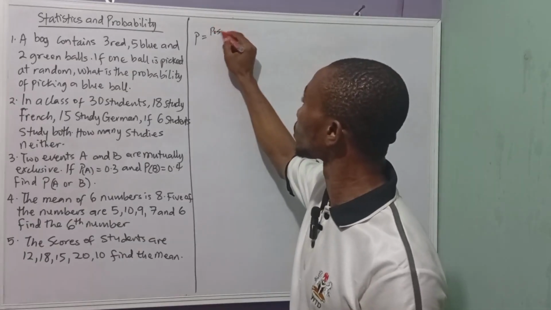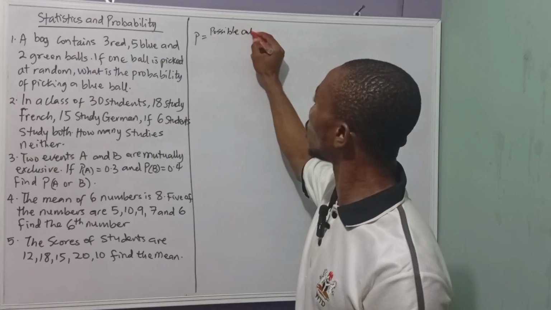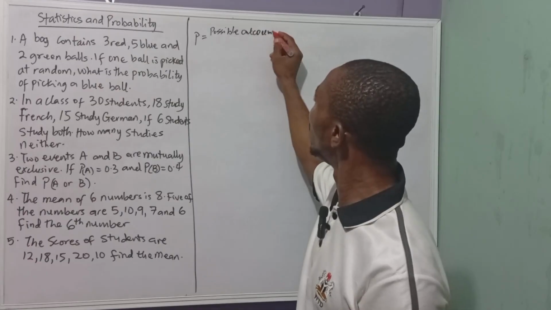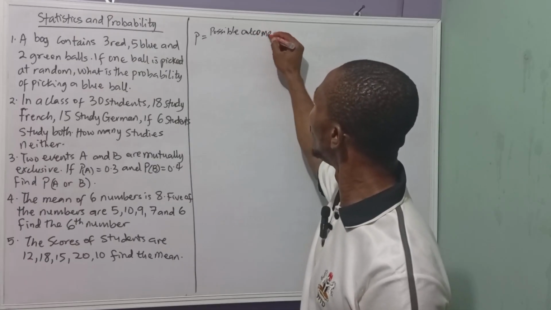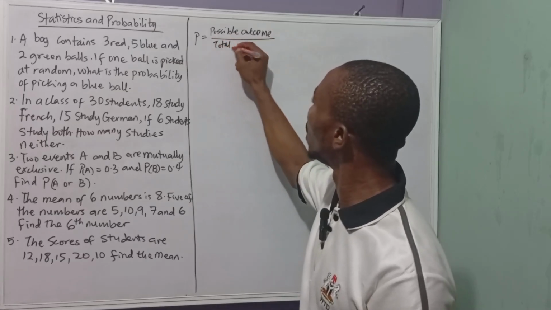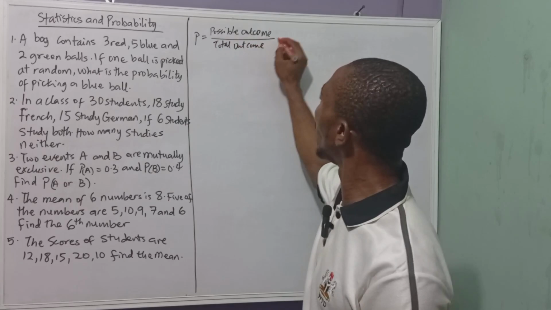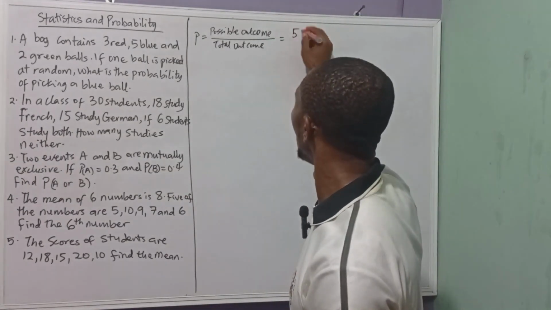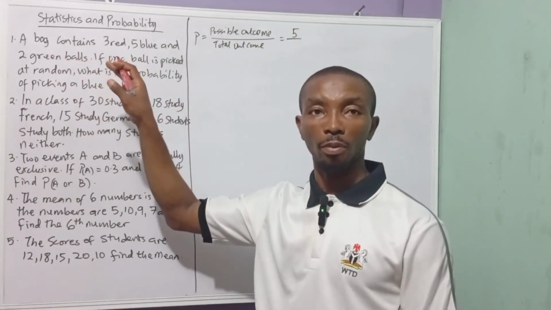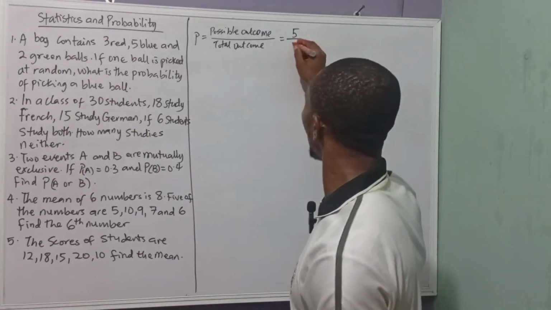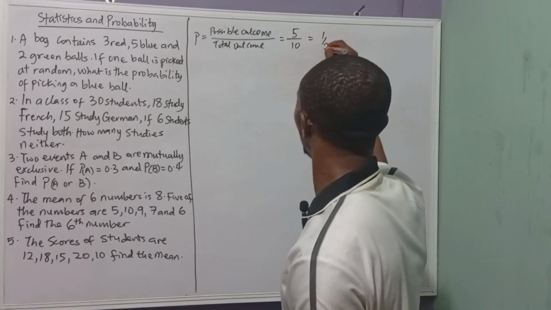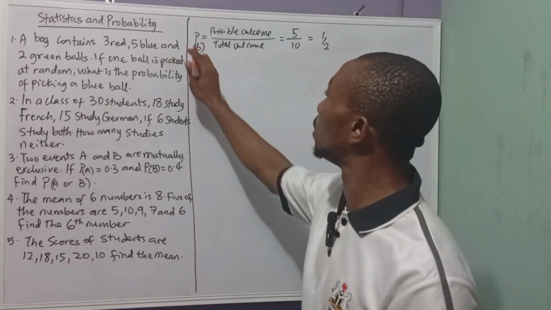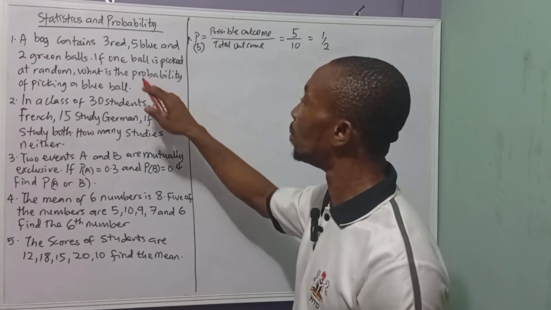Now, possible outcome all over our total outcome. Our possible outcomes of picking a blue ball here is 5, and the total outcome will be the total number of balls in the bag, which gives us 10. Breaking it down to its lowest terms, 5 over 10 will become 1 over 2. So that becomes the probability of picking a blue ball.